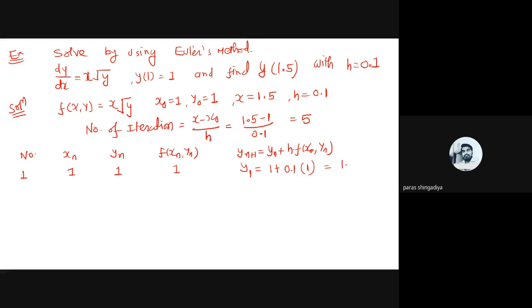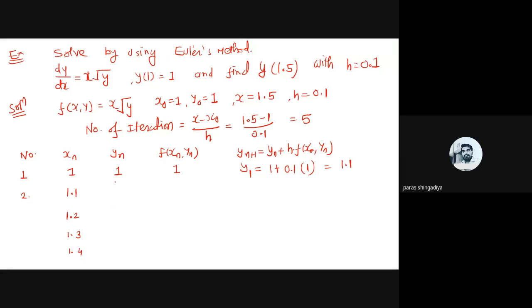So it will be the 1.1 again. Okay, so y1 we get 1.1. Now in the second iteration, x1. ठीक है, तो x0 1 है, h है 0.1. तो यहाँ पे x1 क्या डिफाइन करेगा? 1.1. ओके, x2 क्या बनेगा? 1.2. x3 will be 1.3 and x4 will be 1.4.